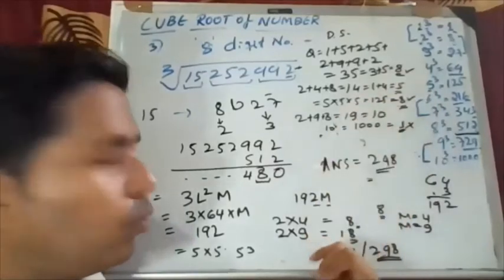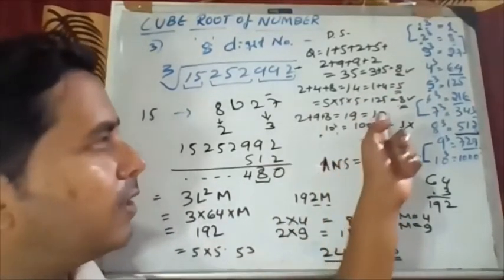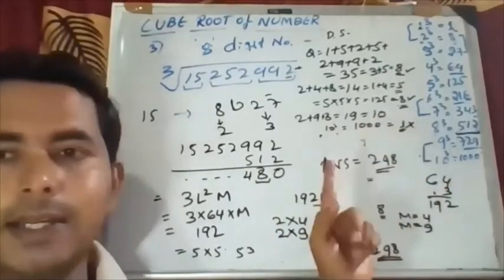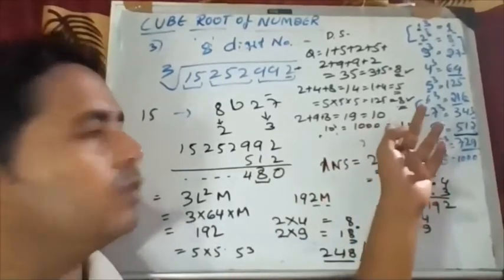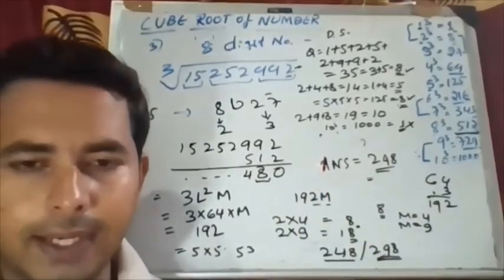So 248 will be the answer, but I have to check 298 also. उसका sum क्या आएगा? 10. So 10 का digital sum क्या है? 1 only. So this is not an answer. So your answer will be 248.